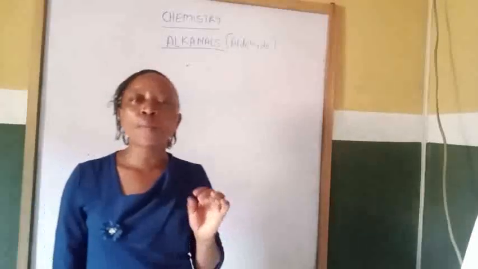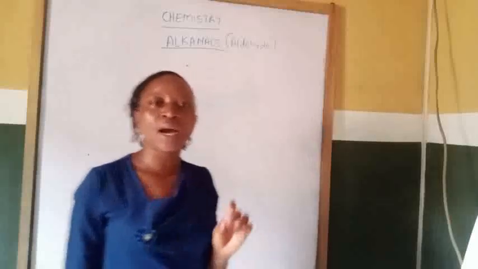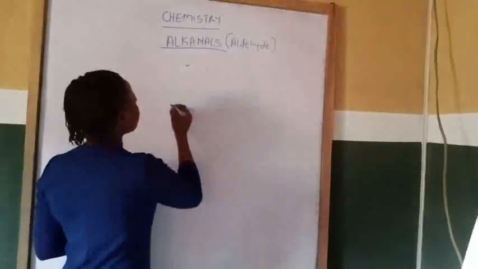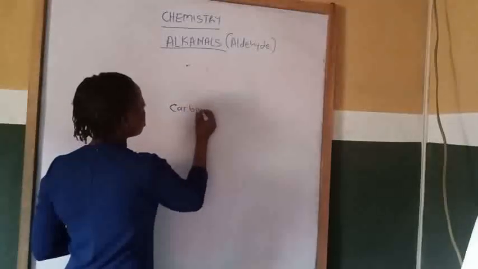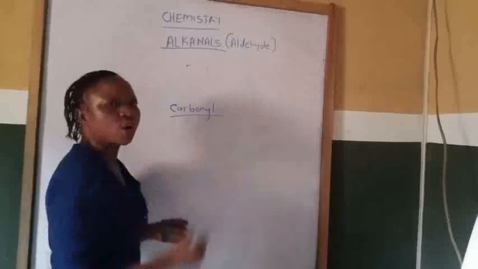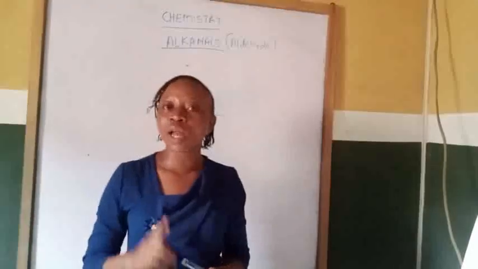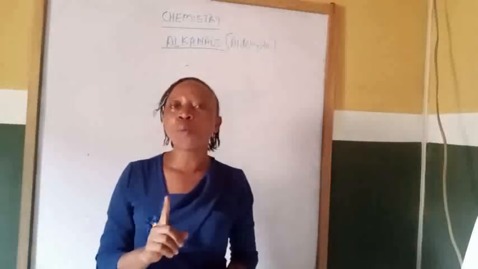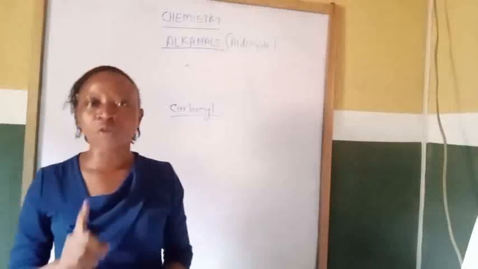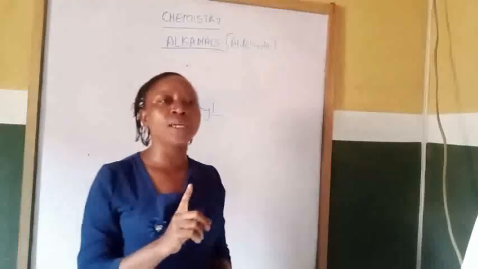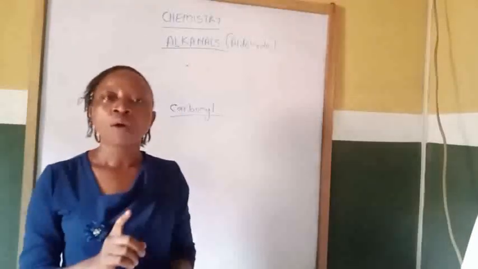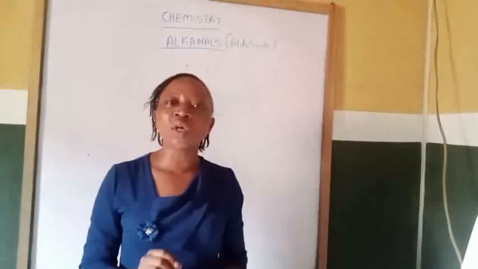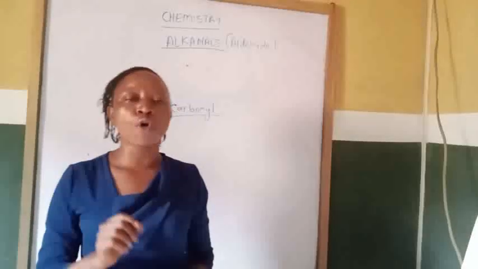Alkanals are carbonyl compounds. Then what is the meaning of carbonyl? This is when a carbon atom from the functional group of any organic compound is double bonded with an atom of oxygen.